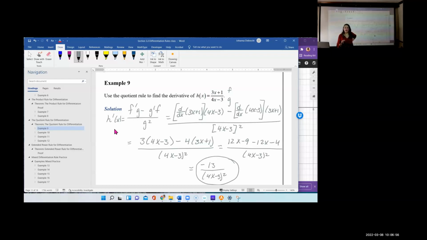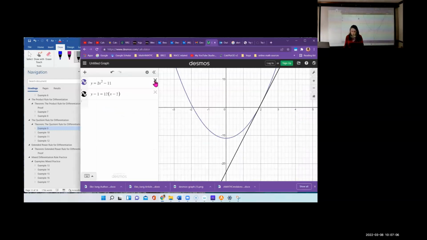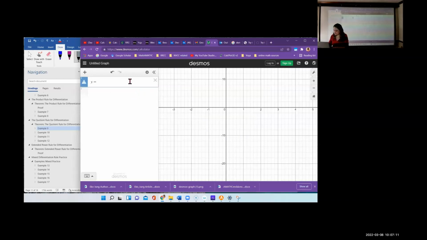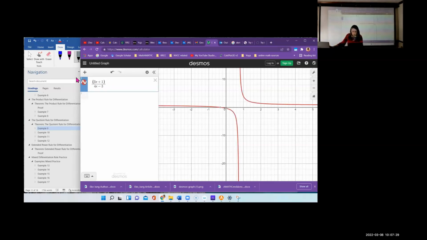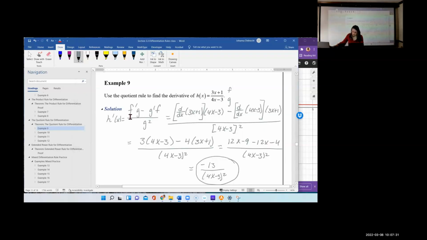All right. Now, what is that? That is the derivative function for this particular function here, 3x plus 1 over 4x minus 3. And I got my y in the wrong place, didn't I? There we go. So there's my function, 3x plus 1 over 4x minus 3.